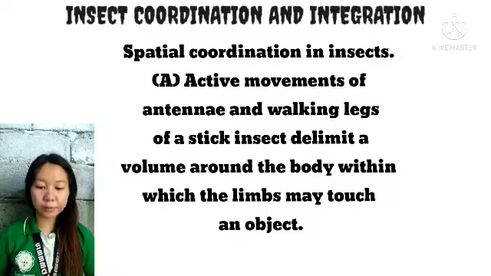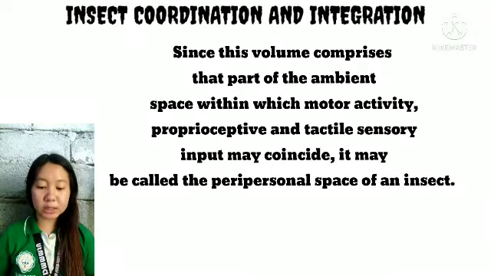Insects make active movements of antennae and walking legs, like a stick. Insects delimit a volume around the body within which the limbs may touch an object. Since this volume comprises that part of the ambient space within which motor activity, proprioceptive and tactile sensory input may coincide, it may be called the peripersonal space of an insect.